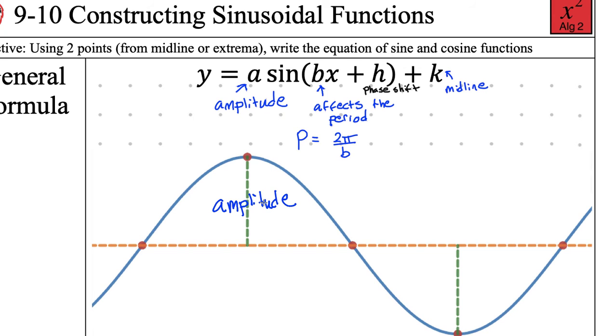What about K? What does K affect in terms of this graph? I see 1 hand, 2 hands, 3 hands, 4 hands. Do any of those have cards? Oh yeah, Loretta. Is it the orange line? It is the orange line, yeah. That is the midline. Let's all label it. This is the midline.